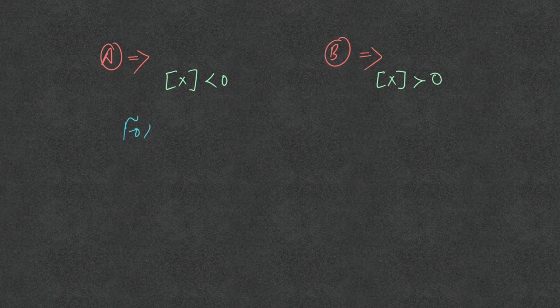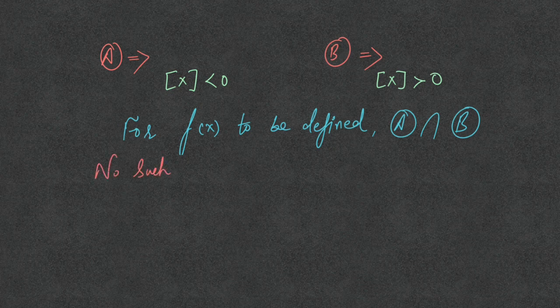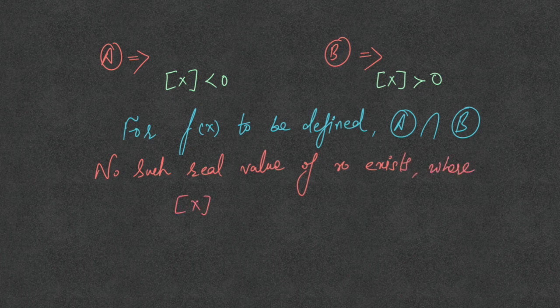And for f of x to be defined, we must have common values for equation A and B. That means we should take the intersection of both the cases. But after looking at the equations, we can say no such real value of x exists where greatest integer of x is less than 0 and greatest integer of x is greater than 0.